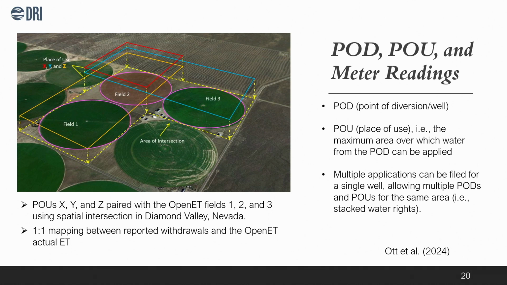So the first challenge is mapping the wells to the fields. This is a very simple scenario where we have the places of use, that is the maximum extent to which a well can irrigate. Over here we have 3 places of use, and we have 4 fields. This is the simplest case where we have one well watering multiple fields, or one well watering one field. And so we can group these fields together where we have a one-to-many mapping.